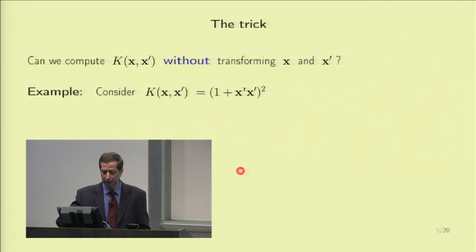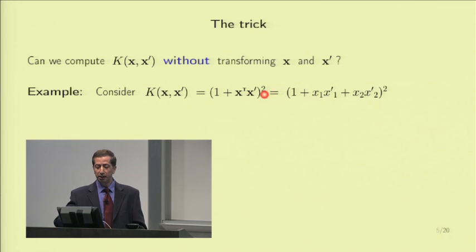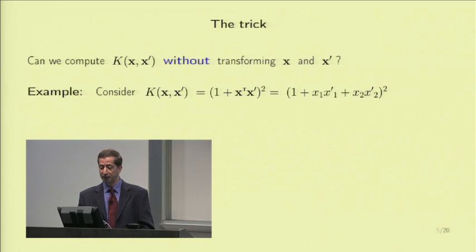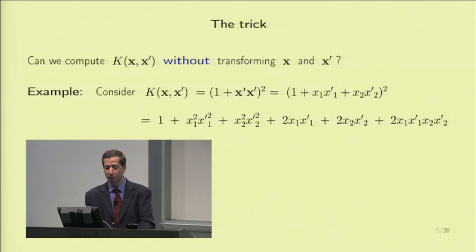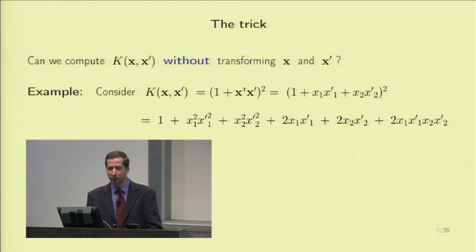So now I'm going to take this function, and I'm going to write it explicitly in terms of the components. I'm still working with two-dimensional input. So the inner product here would be x1 x1 dash plus x2 x2 dash. So this is the quantity that I have. And I can definitely square things, and I get this quantity. Okay? So this is the value of the kernel. Now this looks awfully familiar, okay? It looks like an inner product except for these annoying twos, okay? This would have been as if I transformed to the second order and took it, except that I have these guys, okay? But is this going to discourage me?